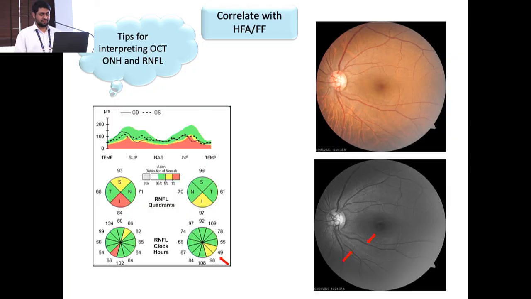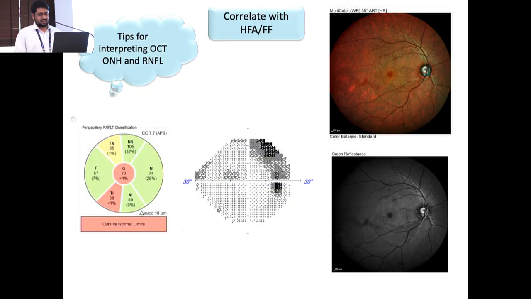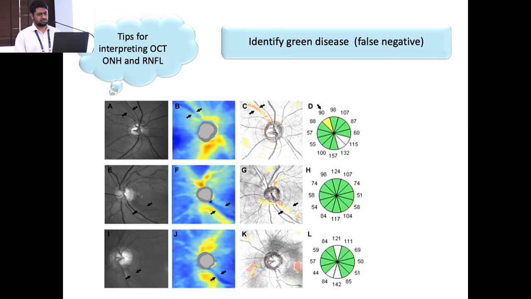Here also you can see even a thin RNFLD we can pick, and compare and correlate, and you can come to the Spectralis OCT also. We can just compare this, and you can correlate with HFA when there is a definite glaucomatous perimetric damage. That is also a good option, but in pre-perimetric glaucoma it won't be useful.